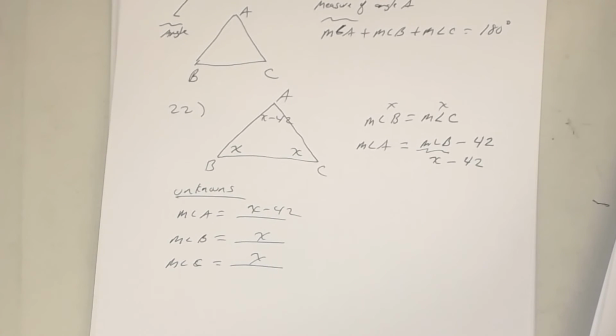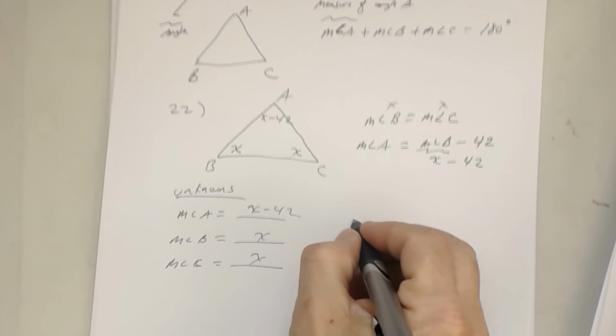What do I use to set the equation? What do I need to know in order to set the equation? What else do I need to know? The 180. What about that 180? When I add up those three angles, it equals what? 180. So what's my equation?